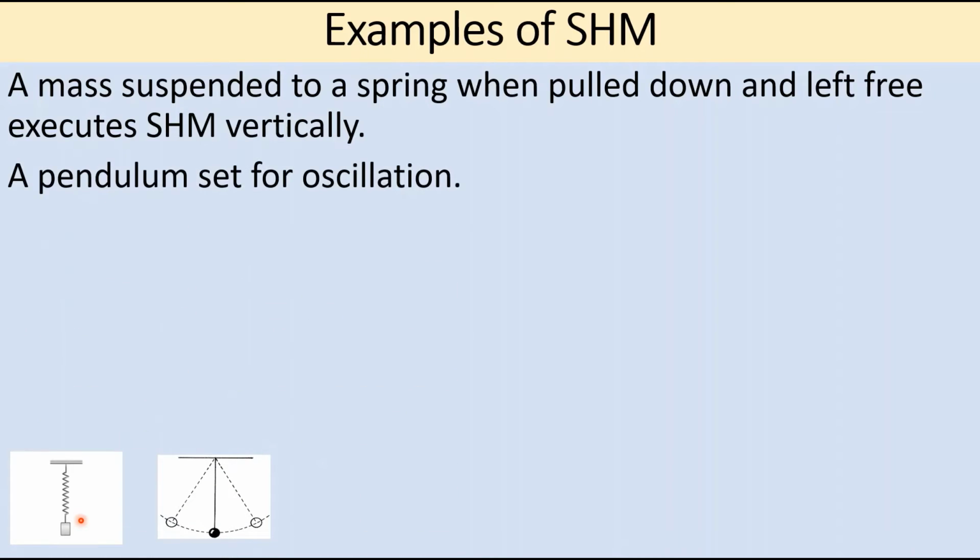The second one is the pendulum set for oscillation, the simple pendulum. Here there is a string, one end of which is connected to a rigid support and the other end to the bob. When you displace this bob from the mean position and then release it, it undergoes simple harmonic motion. Another example is the excited tuning fork. Here the prongs of the tuning fork undergo simple harmonic motion.